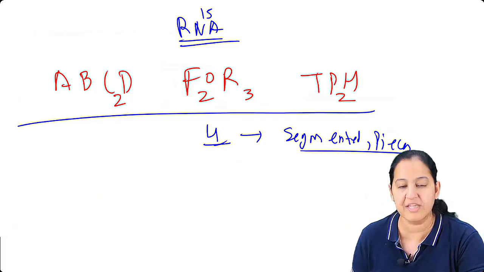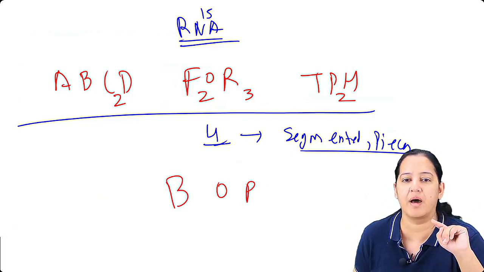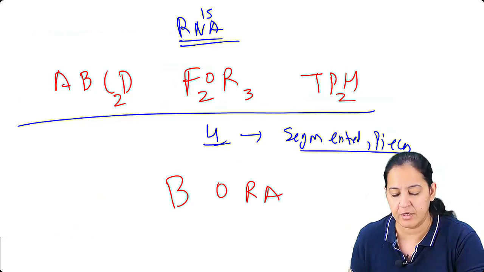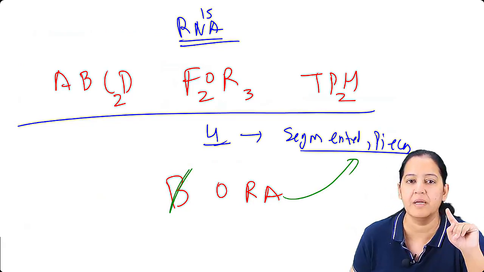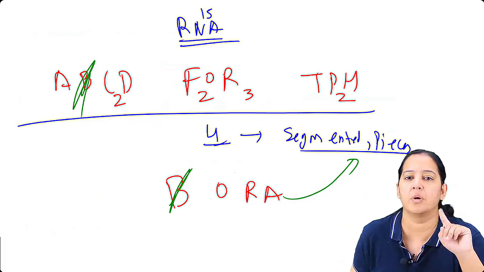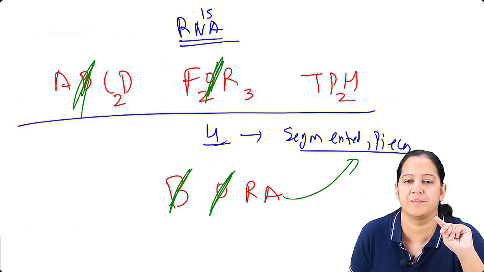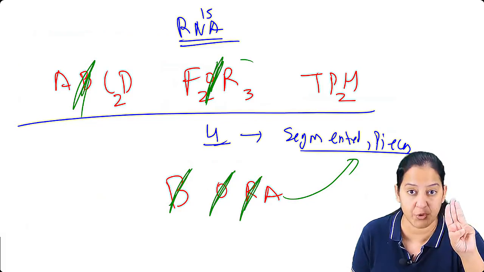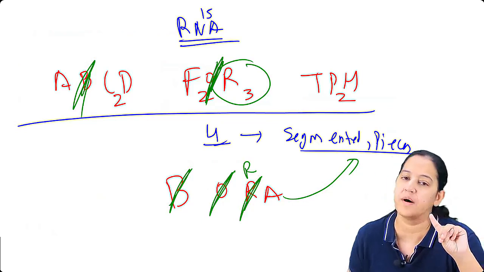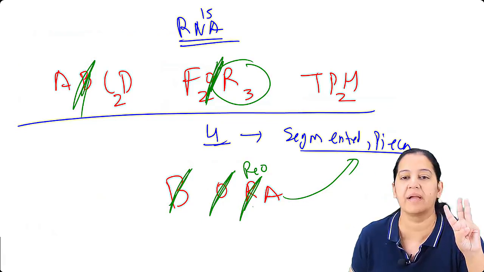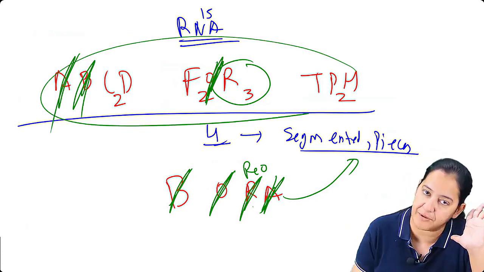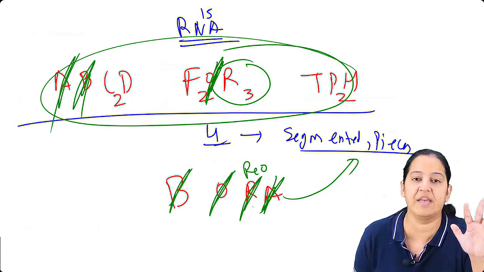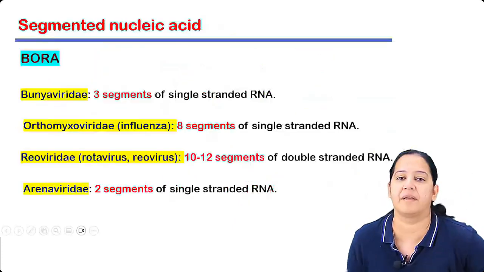So the mnemonic is BORA. You can learn BORA is in pieces. BORA is segmented. What is B? B is Bunia. What is O? O is orthomyxo. What is R? There are 3 R. R is again Rio. हर जगह Rio ही आ रहा है. And A is arena. So I am taking BORA from the 15 only. From these 15, the RNA is in fragments. Let me show you BORA.